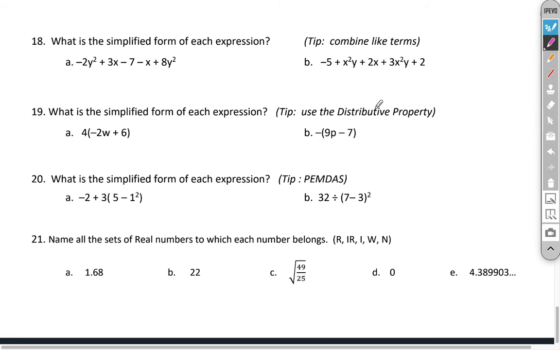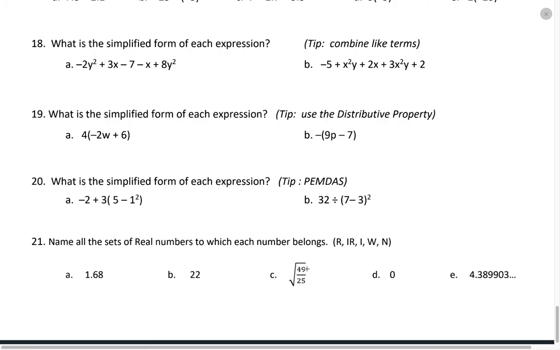All right, 19, we're using the distributive property. So 4 distributed is going to be negative 8w. 4 times 6 is going to be 24, so negative 8w plus 24. And then on this one, we're just distributing that negative out. So we'll have negative 9p, negative times negative is going to give us plus 7. Okay, number 20, we are just simplifying once again. So negative 2 plus 3, and we're distributing that 3 out. So we'll have 15. 1 squared is 1, so 3 times negative 1 is negative 3. And this is going to give us 10.